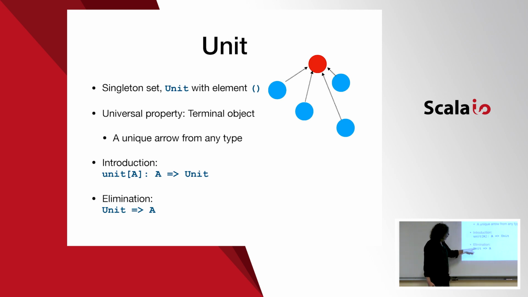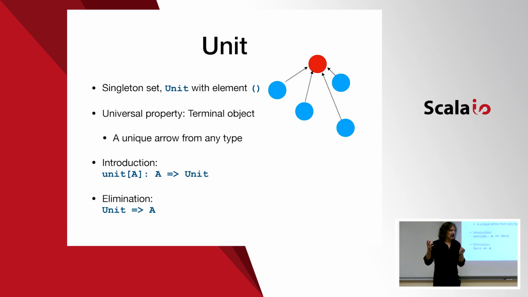The elimination rule is that if you have a unit, you can have a function to any other type. And in fact, you have many functions, depending on the type. What does a function from unit to a type do? It picks one element from this type. So if you give me a unit, I can define a function to integer that returns 7. I can define another function from unit to integer that returns 42.